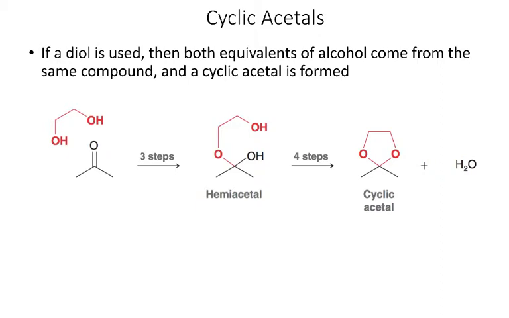An interesting twist on this reaction: if we use a diol, so a compound that has two alcohols, we can actually add both OH groups from the same compound to form our acetal. And so when that happens, both equivalents of oxygens come from the same molecule, and so we end up forming a cyclic acetal. The steps of the mechanism are just the same as the ones that we had before. We have 3 steps to form a hemiacetal, and we have essentially the same 4 steps to form the acetal from the hemiacetal.